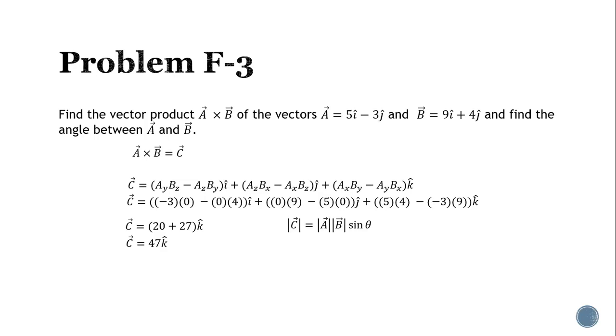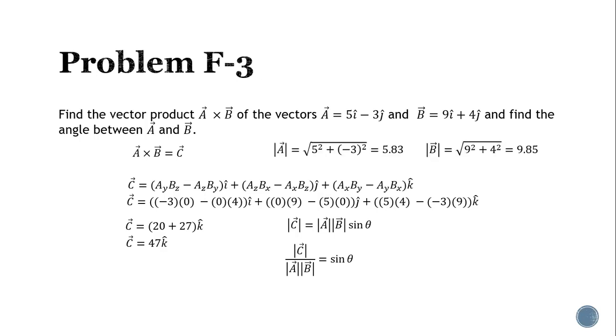The other way you could have worked out the cross product is to take the magnitude of A times the magnitude of B times the sine of the angle between them, and this is how we're going to find the angle. I know the magnitude of C is 47, so all I need to do is find the magnitudes of A and B, which are pretty easy to do with Pythagorean's theorem. If I take the magnitude of C and divide by the magnitude of A times the magnitude of B, I get the sine of the angle between them.